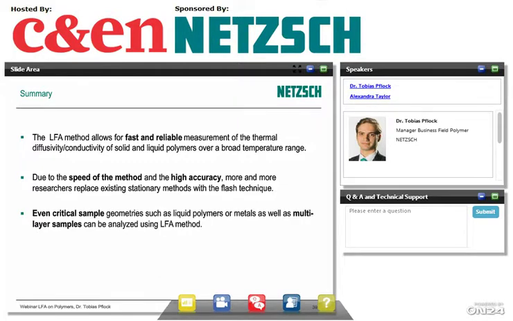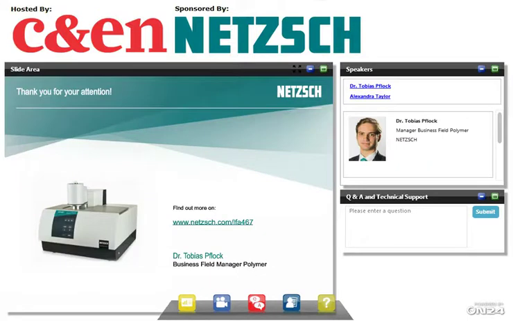And we could even do critical sample geometries such as liquid polymers, I showed you that, or even liquid metals. We could do multi-layer samples, as well as anisotropic samples can be analyzed using the LFA method. And with that, I'm through for my part of the talk.